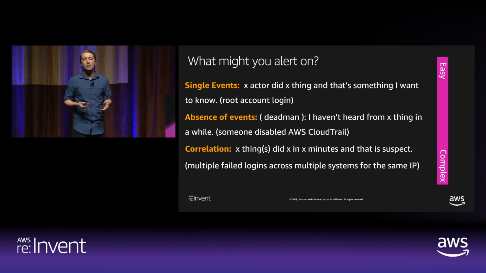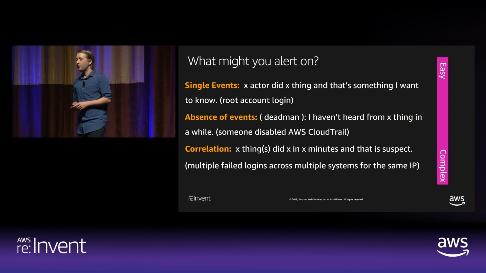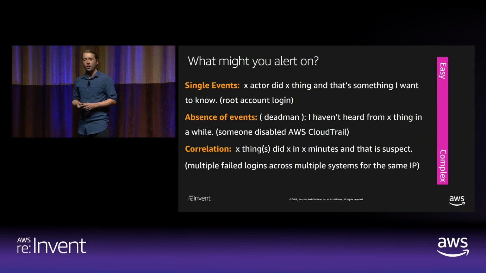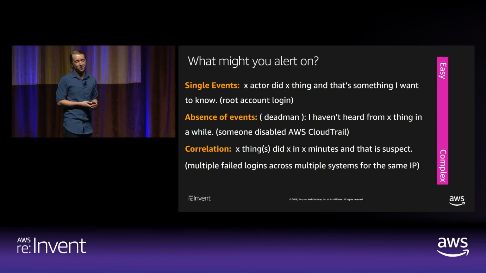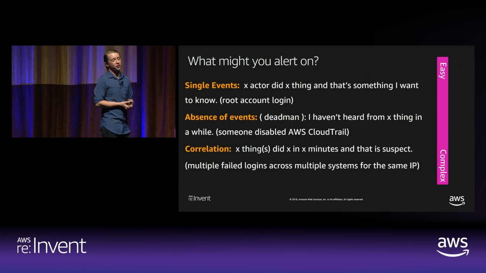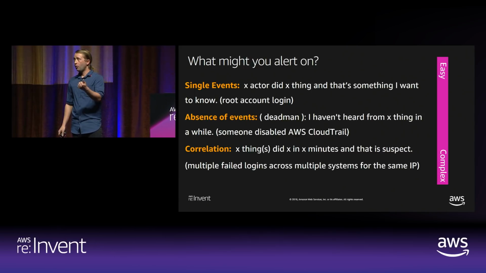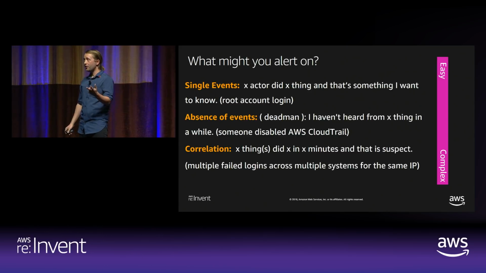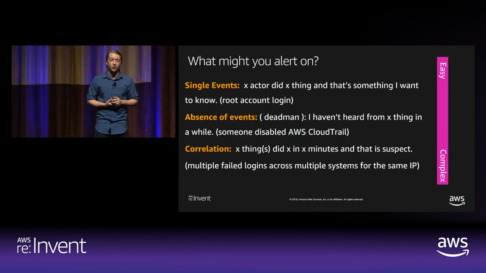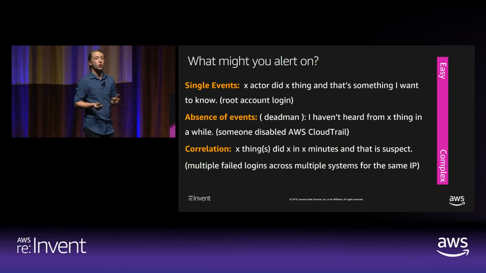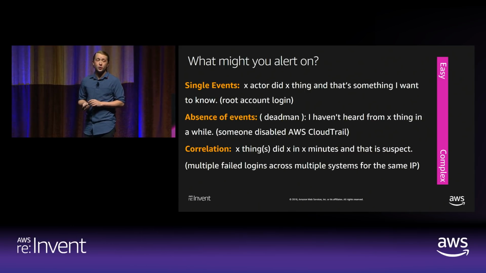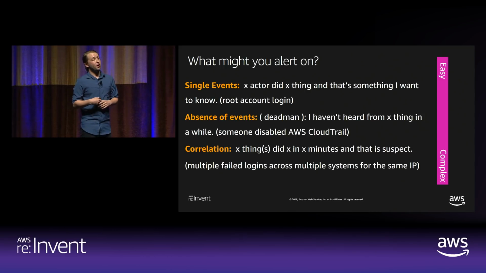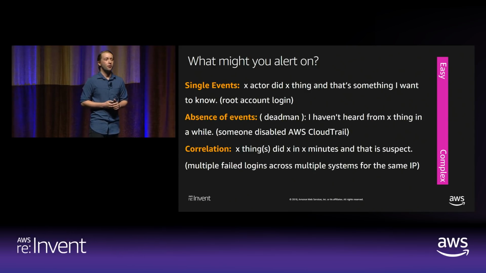Absence of events. When people ask me where they should start with alerting, I always tell them that dead man alerts are always better than nothing. If a system stops sending log data, you generally want to know. But the more interesting type of alerts, I think, are correlation alerts, where something did something in some number of minutes across a number of data sources that's suspect. So maybe you have multiple failed logins across multiple systems for the same IP, or in the case of GuardDuty Multi-Account Manager, maybe you've learned about the profile of a threat actor all of a sudden that's moving across regions, across accounts for your organization.